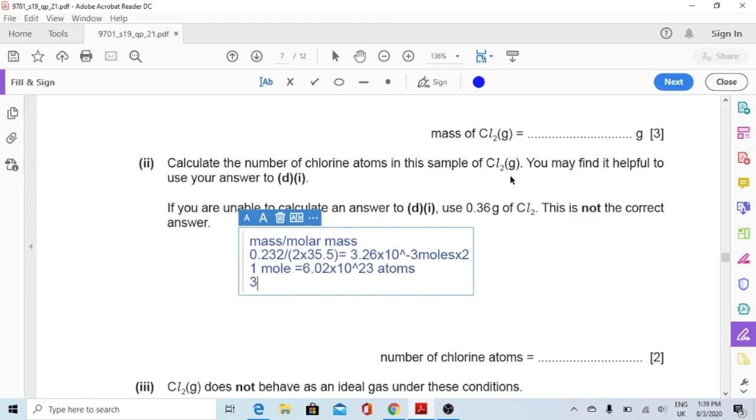So 3.26 into 10 to the power negative 3 into 2 will be equal to, we will multiply this number of moles with this number of atoms to get the total number of atoms present in this number of moles of diatomic chlorine gas, and our answer is 3.93 into 10 to the power 21 atoms of diatomic chlorine gas. All right.